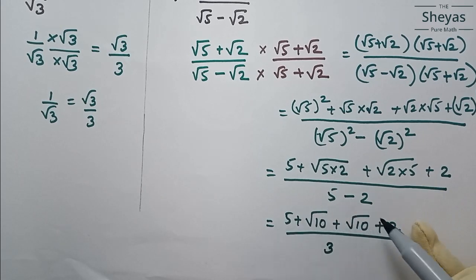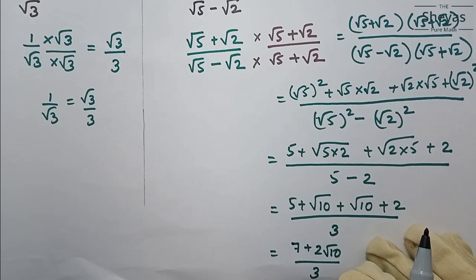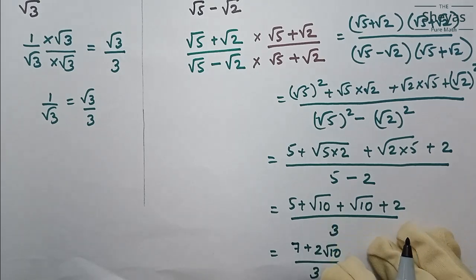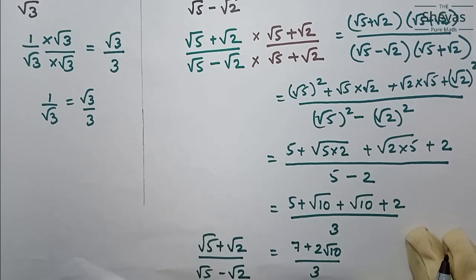Now the next step, 5 plus 2 is equal to 7, and root 10 plus root 10 is 2 root 10, by 3. Now I have rationalized the denominator. I have removed the radical term from the denominator. Therefore the required answer is 7 plus 2 root 10 by 3. So this is the required answer.